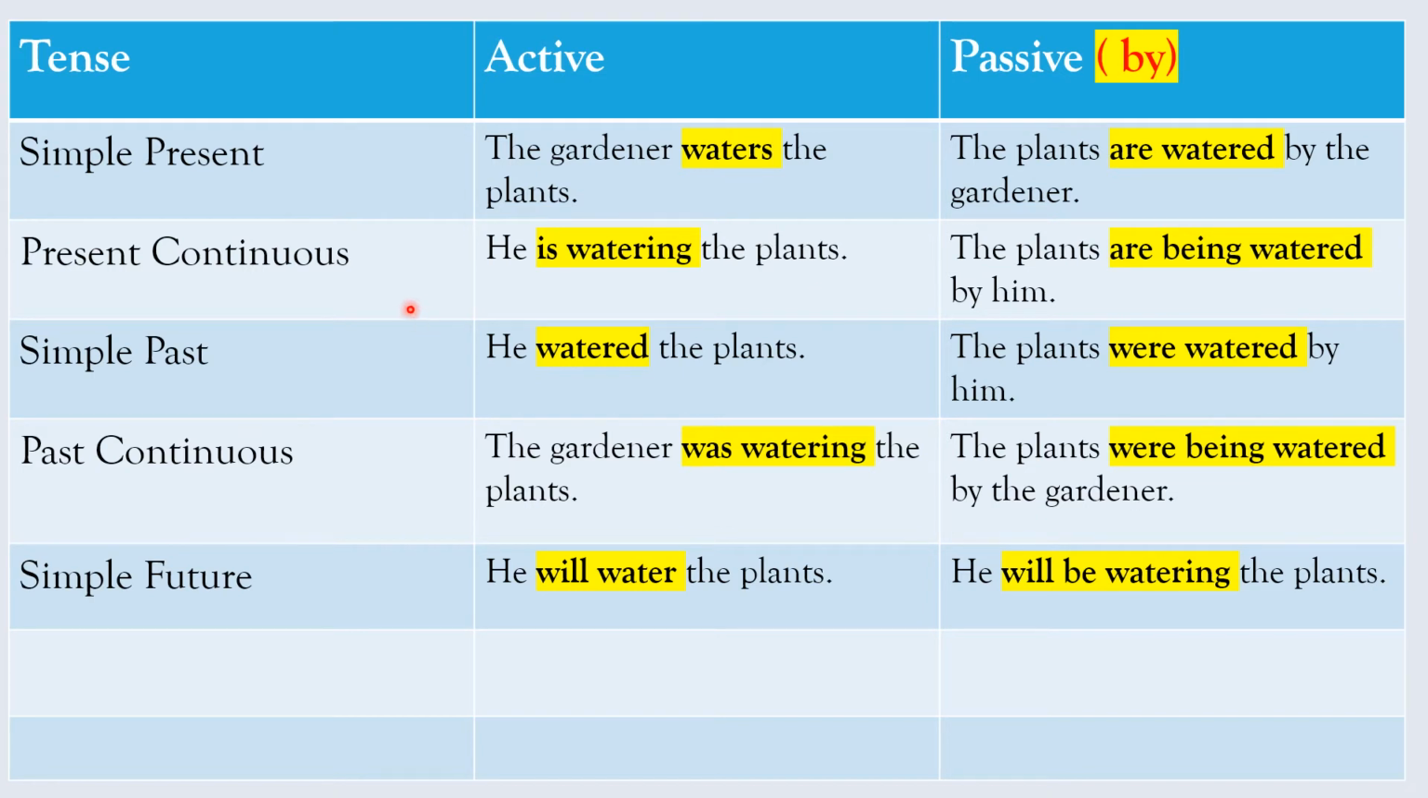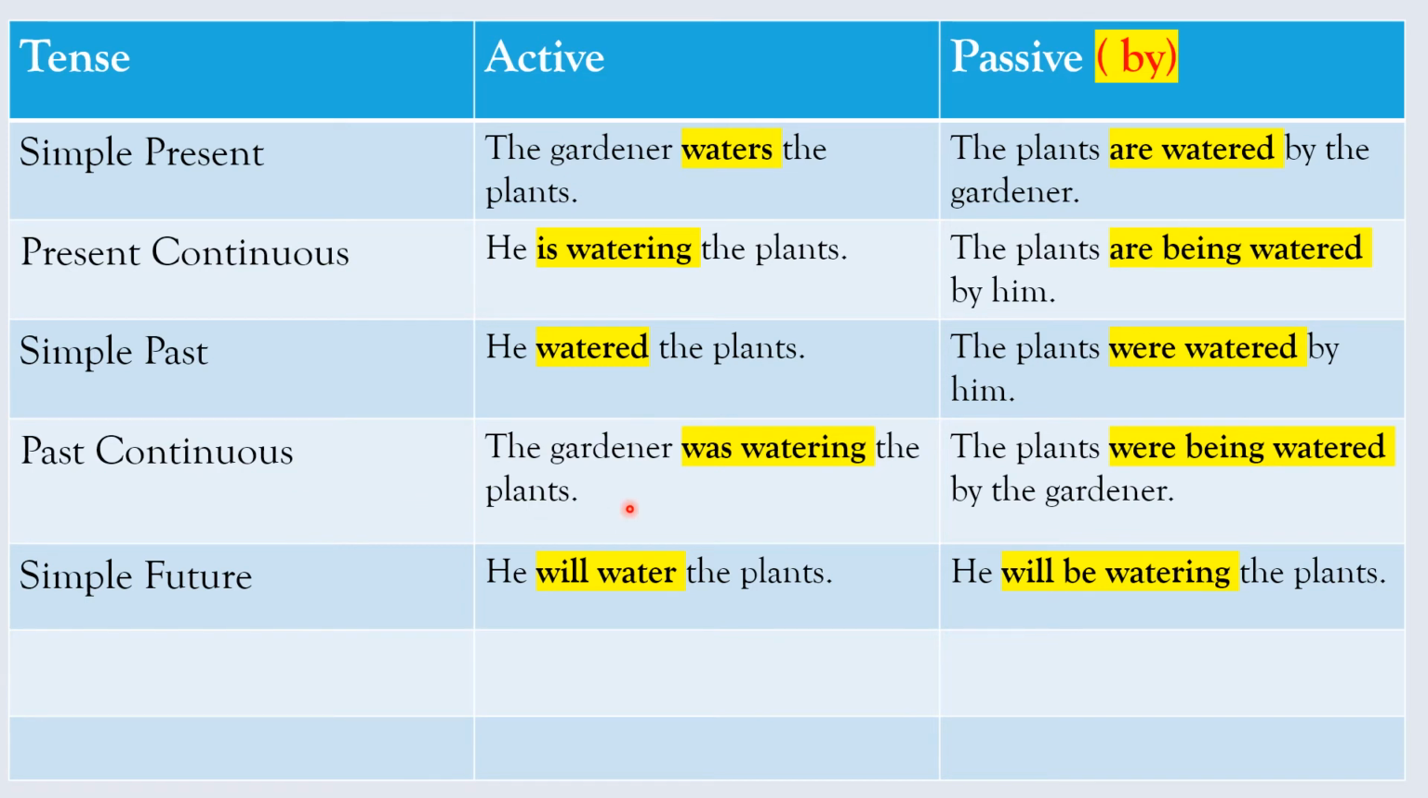Okay, present continuous. He is watering the plants. Activity is continuing. So when you're writing in passive, the plants are being watered by him. See the pronouns change? He becomes him. And this is the way the verbs will be changed. Simple past, he watered the plants. The plants were watered by him.